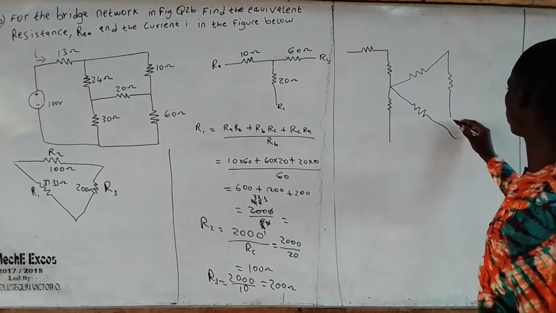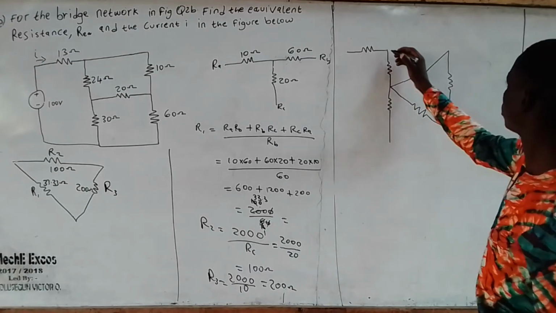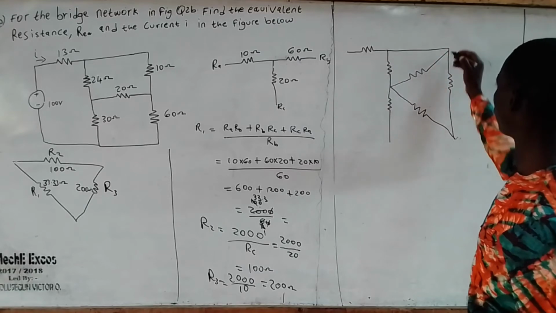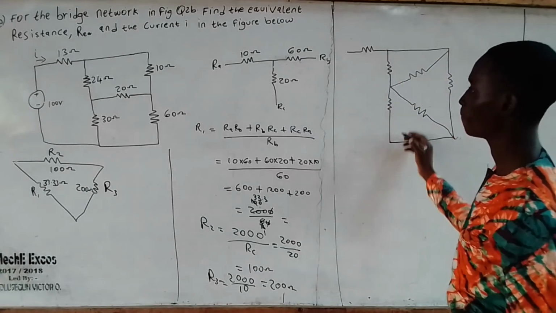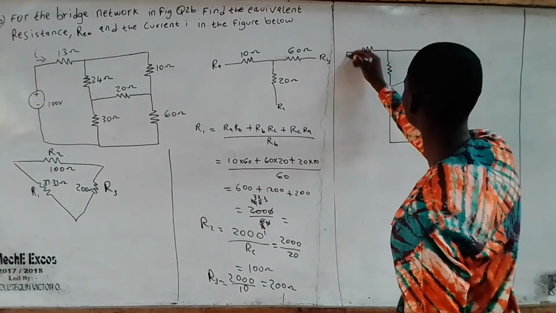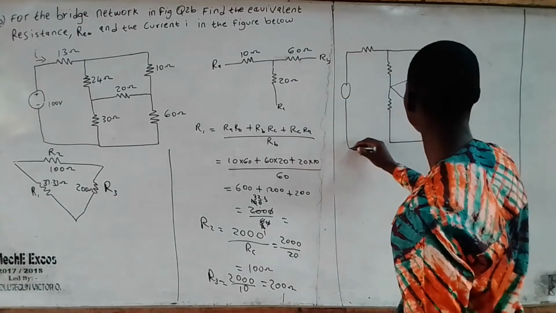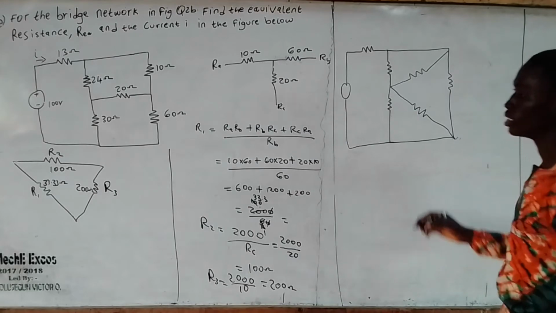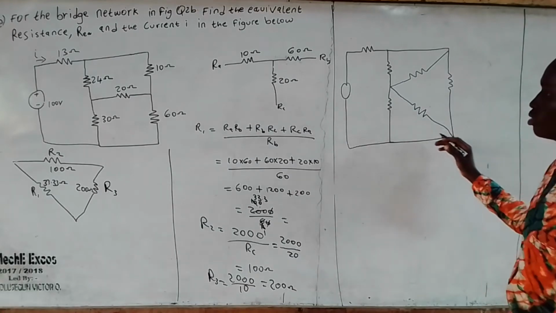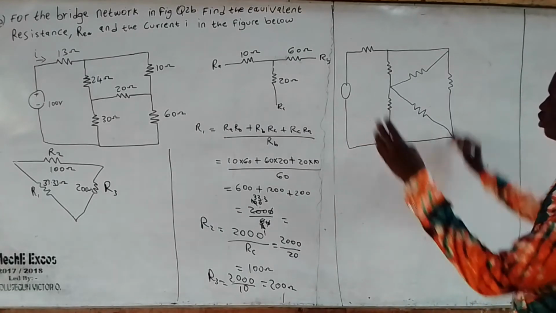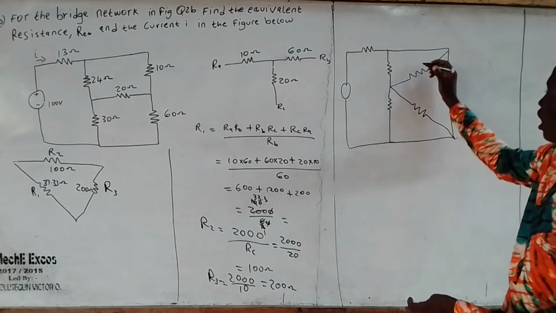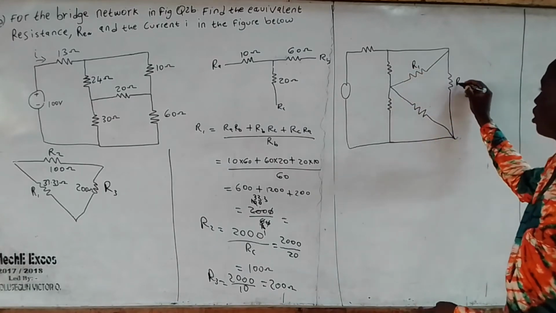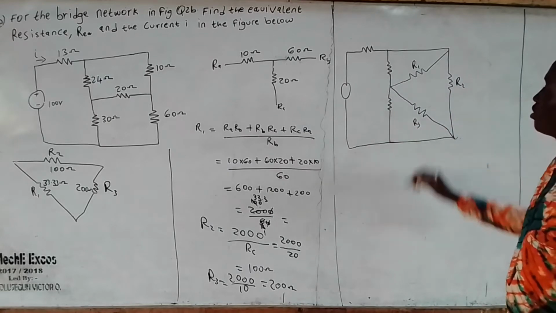And here we'll be having R3. Your own diagram will be better than mine. Okay. And we'll join this together. Now, taking this to that side, we have here R1, here R2, here R3.